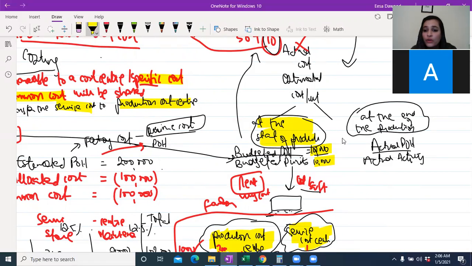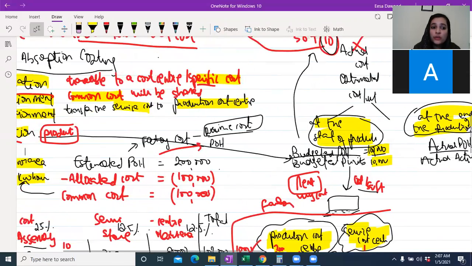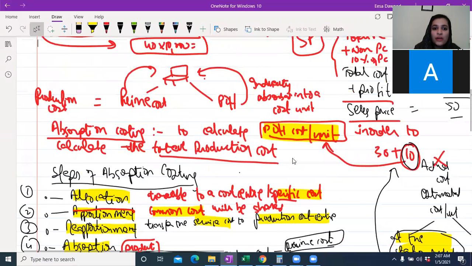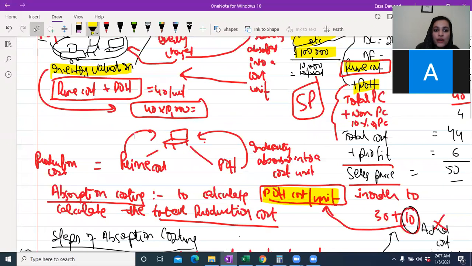So how are you actually going to do that cost? The actual cost and actual activity level I will come to know at the end of the period. So this is just an estimation in order to calculate the total production cost. This total production cost is calculated as prime cost plus overhead cost.